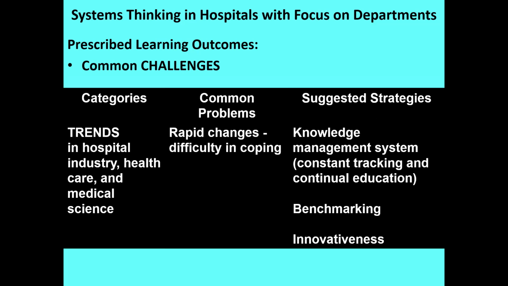Under the trends in hospital industry, healthcare, and medical science category, the most common problem is the rapid changes in trends, which oftentimes are difficult to cope with, especially nowadays. For the last probably 5 years or even 10 years, there have been rapid changes in everything. Suggested strategies are to come out with a knowledge management system in which you constantly track and continually educate your staff. And then you do benchmarking with other hospitals. And of course, since you cannot follow everything as to the trend, you try to innovate, to be more practical and to be cost efficient.